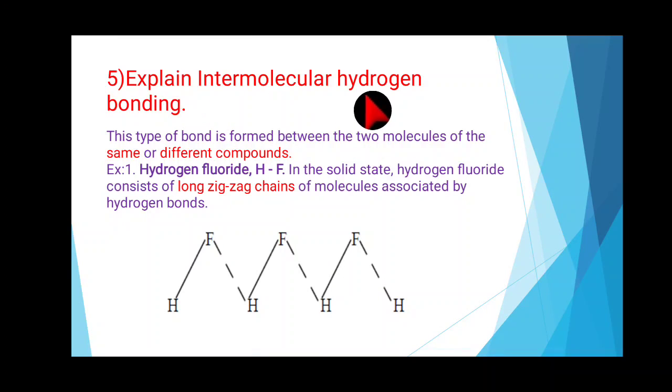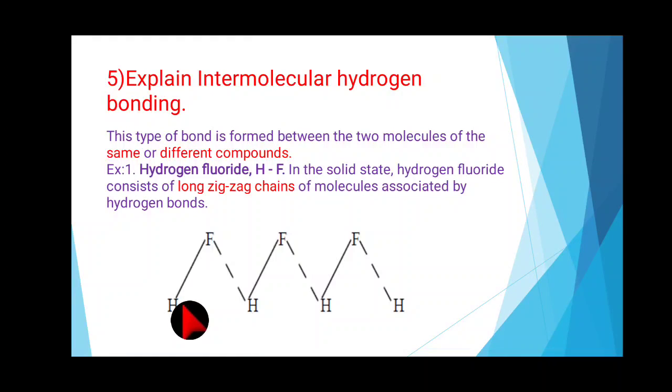Question number 5. Explain intermolecular hydrogen bonding. In the previous slide we have seen intramolecular, which means within the molecule we can find the hydrogen bonding. Now we are going to see intermolecular hydrogen bonding, where outside the molecule we can find the hydrogen bonding between the same or different compounds. This type of bond is formed between two molecules of the same or different compounds.